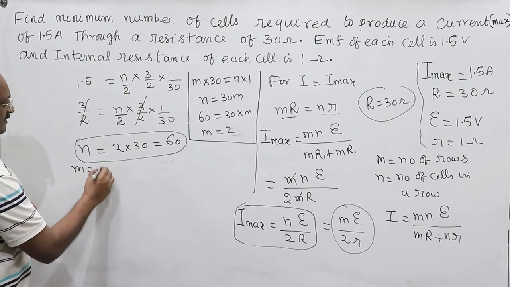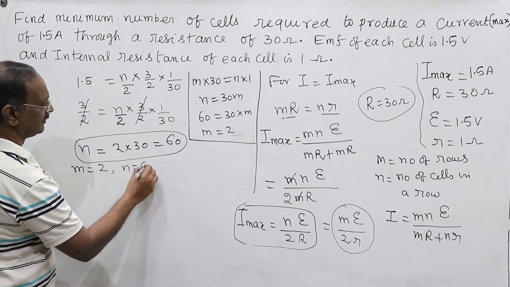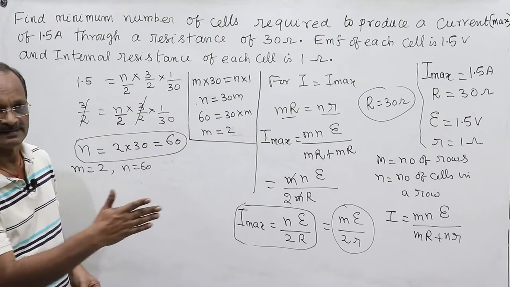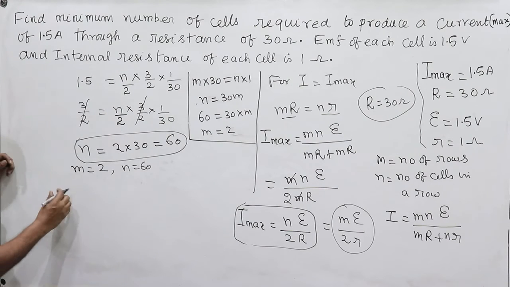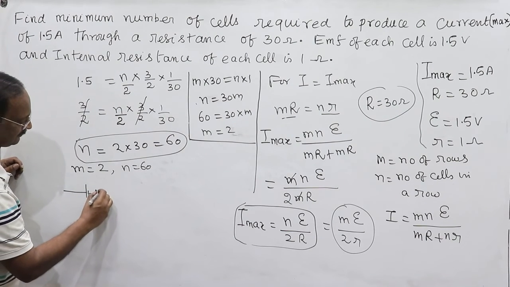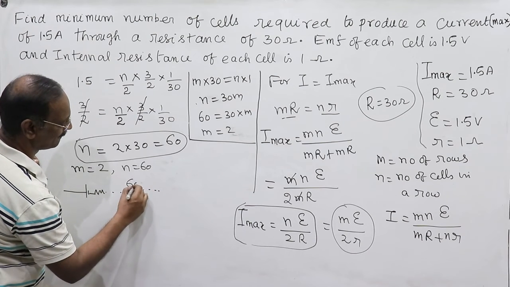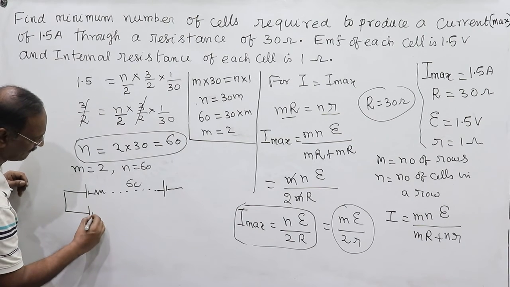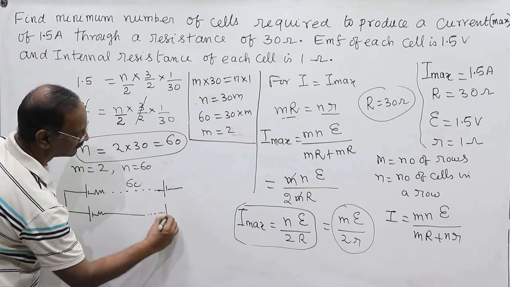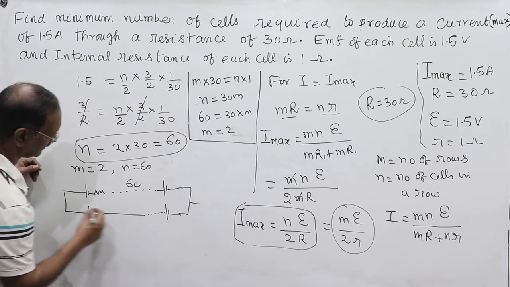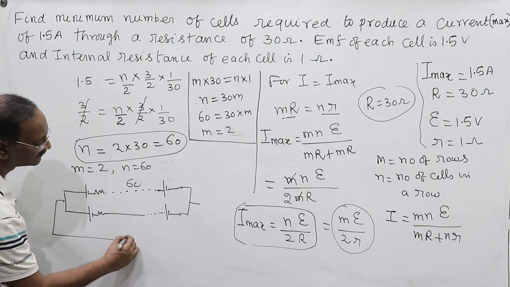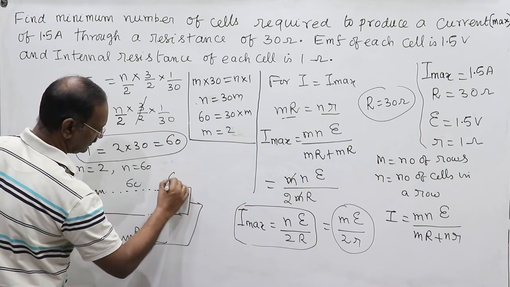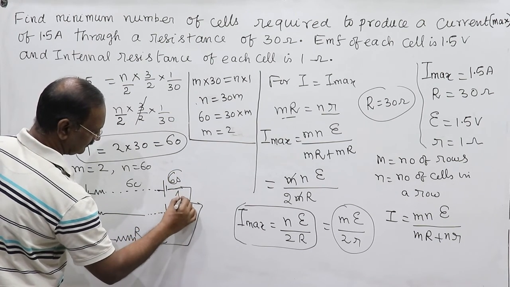That means m is equal to 2 and n is equal to 60. It means in one single row there are 60 identical cells in series, and there are 2 such rows connected with an external resistance R. So the number of cells in a row is 60, and there are 2 rows.